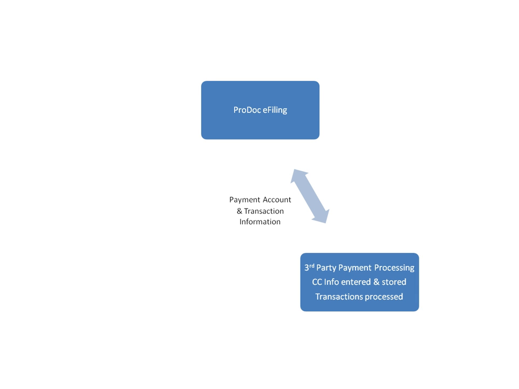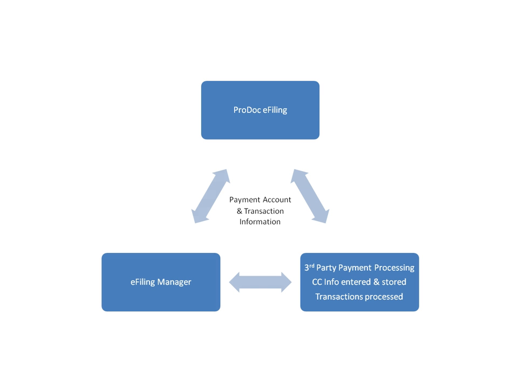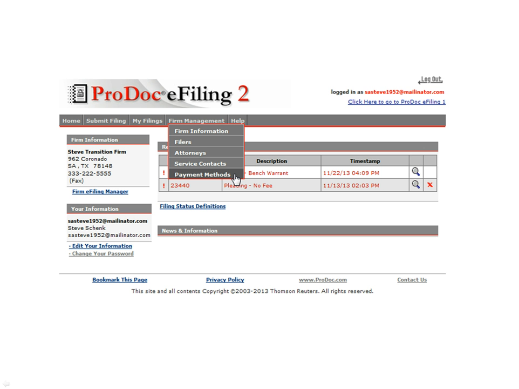You must set up a payment account before you can actually e-file in the system. You'll enter in a payment account name in ProDoc e-filing. However, the actual credit card information, the credit card numbers, cardholder name, and associated information will all be stored at a secure third-party site and held there for transaction processing. So when you actually e-file, we send the payment account name to the e-filing manager, and they in turn send that name through to the third party who actually does the credit card transaction.